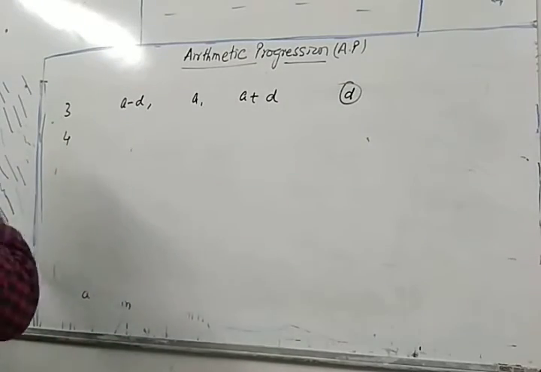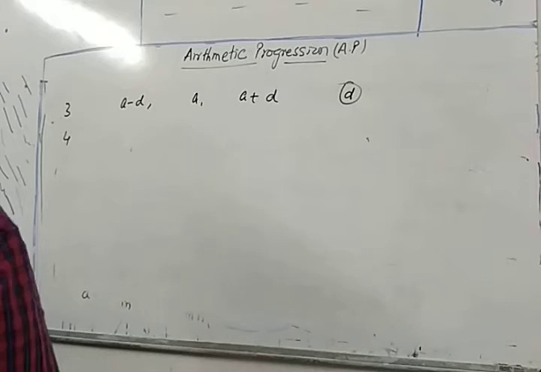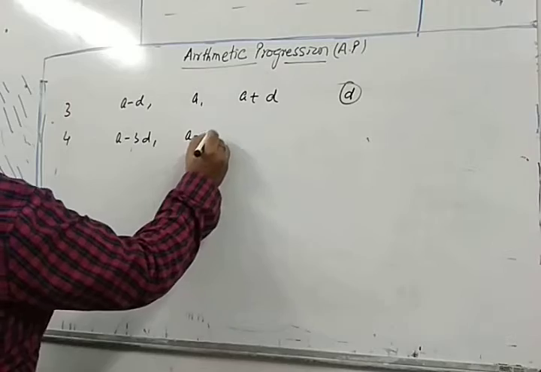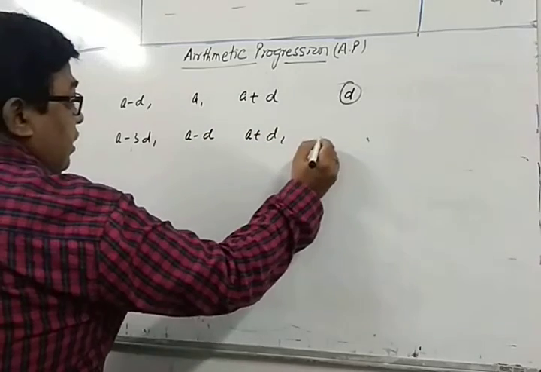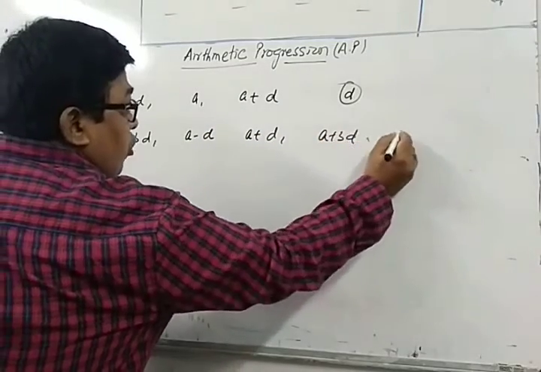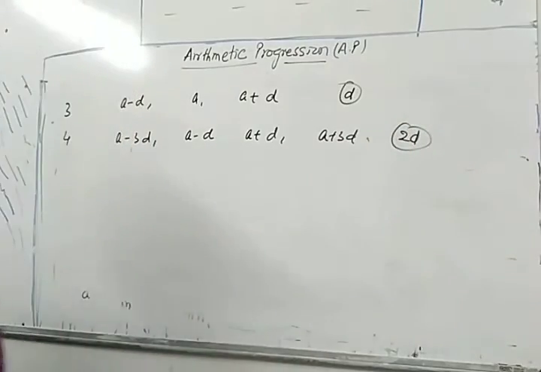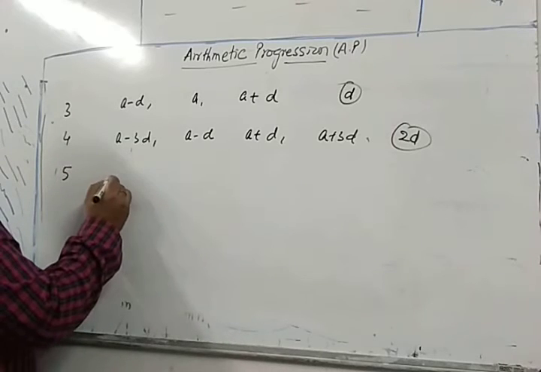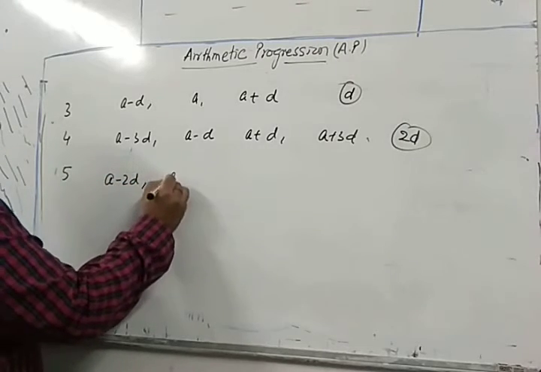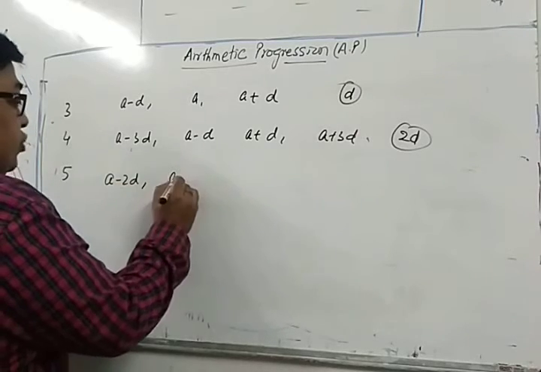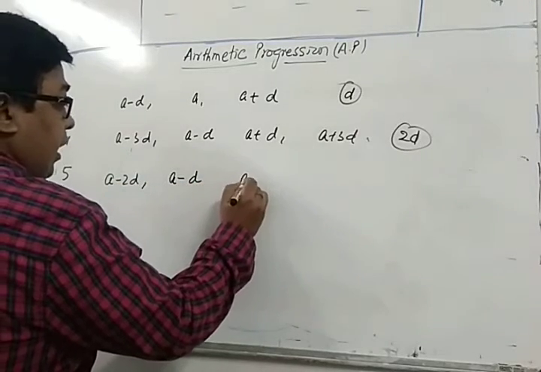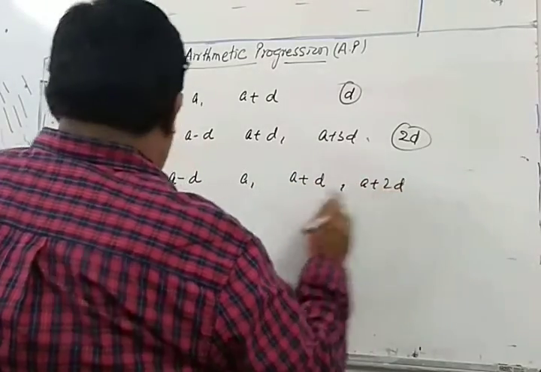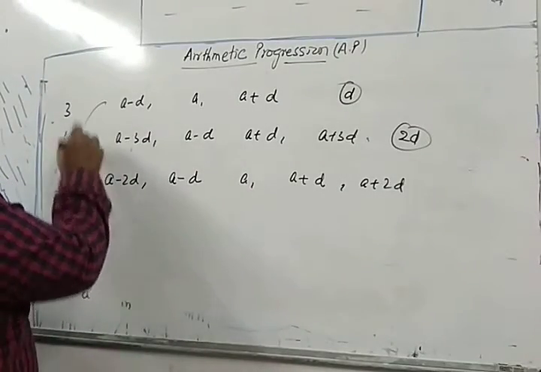If we want to take 4 terms in AP, we will take a minus 3d, a minus d, a plus d, and a plus 3d. Here the common difference will be 2d. If we have 5 terms in AP, we will take a minus 2d, a minus d, a, a plus d, a plus 2d. Now you can see that this is the extension form of this 3 term.